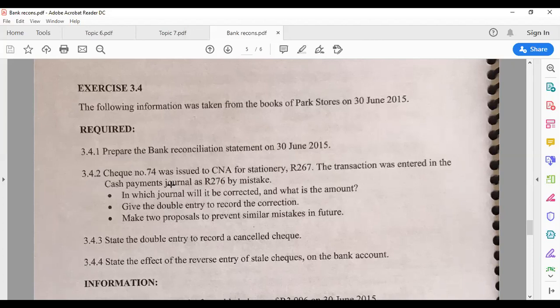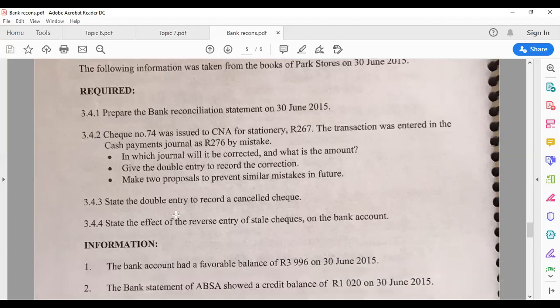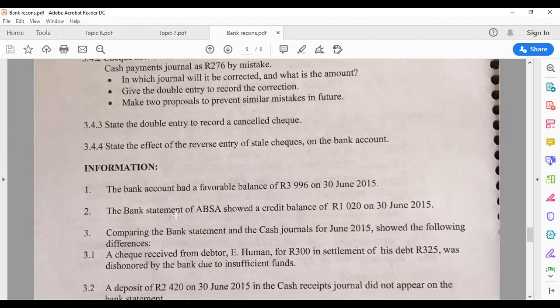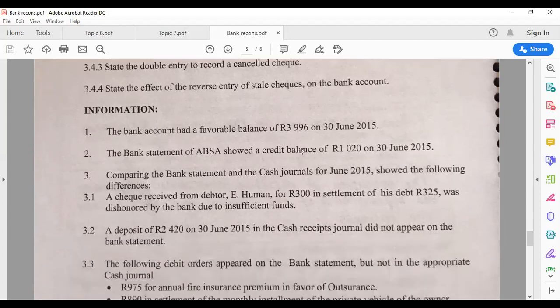State the double entry to record a cancelled check. State the effect of the reverse entry of the stale check, so the check that was now invalid or outdated, on the bank account. We have information that says the bank account has a favorable balance of 3,996 Rand. Okay, we have a bank statement from Absa that shows a credit balance of 1,020 Rand.